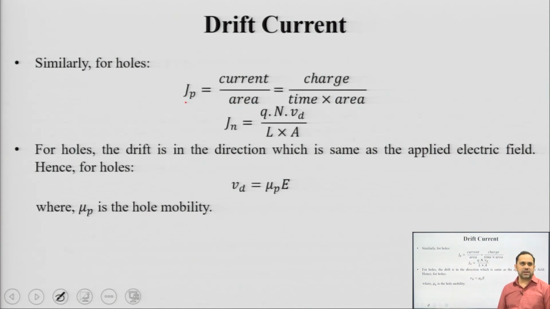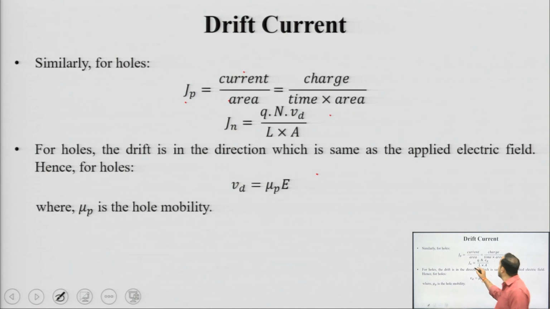The hole current density is equal to current per unit area, and current is again charge upon time. So, instead of n number of electrons, now I have n number of holes. L times A is the volume. So, n by L times A is going to be the hole concentration. And drift velocity I can write as hole mobility times electric field. There is no negative sign here, because holes move from positive to negative, and the electric field applied is also from positive to negative. So, hole drift current and applied electric field are in the same direction.